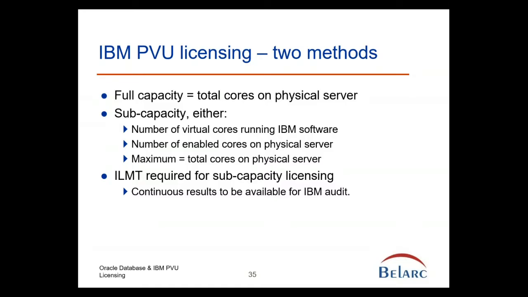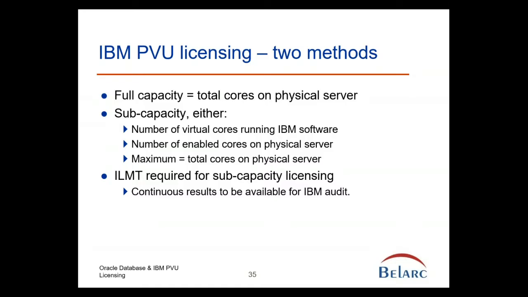Since IBM allows you to do accounting either by physical or virtual, there are two different ways that you can count things. If you're running in the physical environment, you have to use what's called full capacity licensing, meaning the full capacity of the physical server. You need to count the total number of cores on the physical server. It doesn't matter if you think your IBM software is not using much of the physical server. It's on the physical server and you have to license the whole thing.